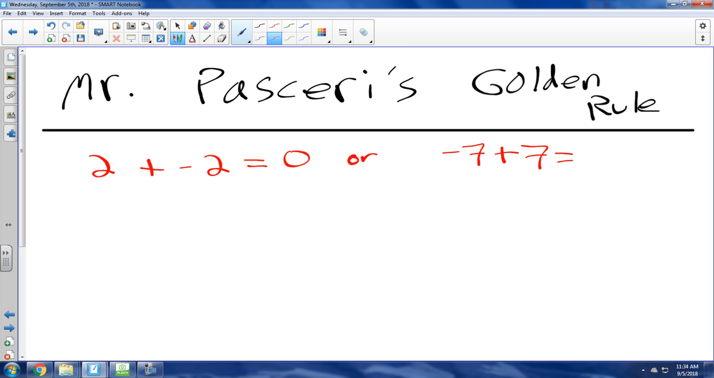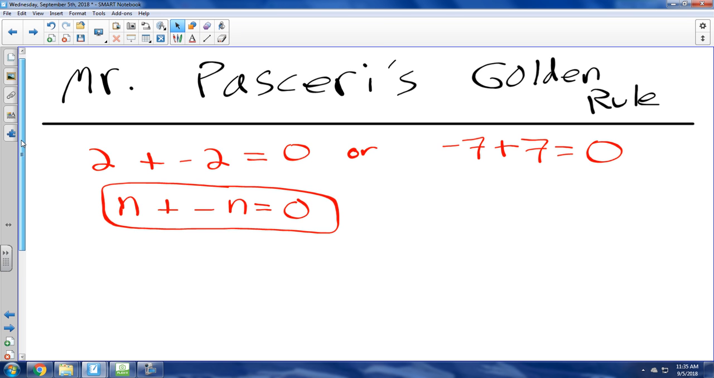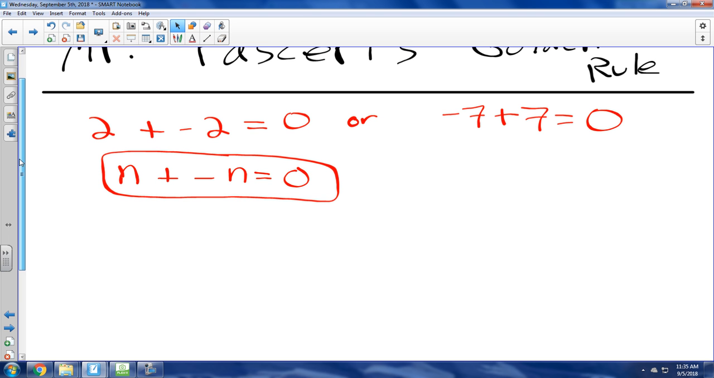Perfect. So instead of writing this, I'm just going to write n for number. A number plus the negative version of that same number is going to equal what? Go ahead. 0. Yeah, this is a golden rule. This is important, right? It's called the additive inverse, but we don't need to know the fancy names. We just need to understand that in general. We have more than one golden rule to deal with, so let's talk about the next one.